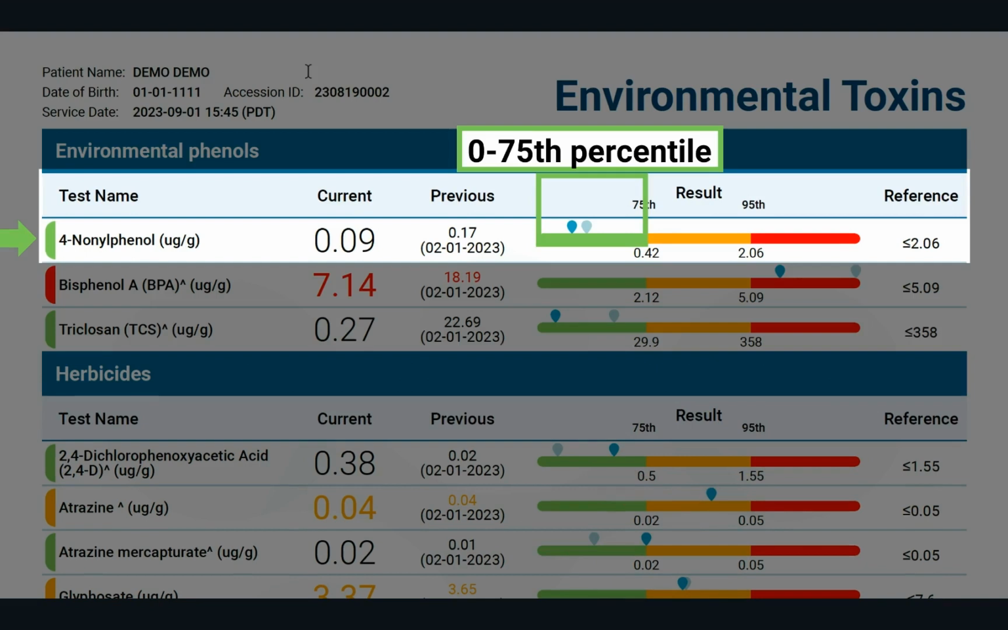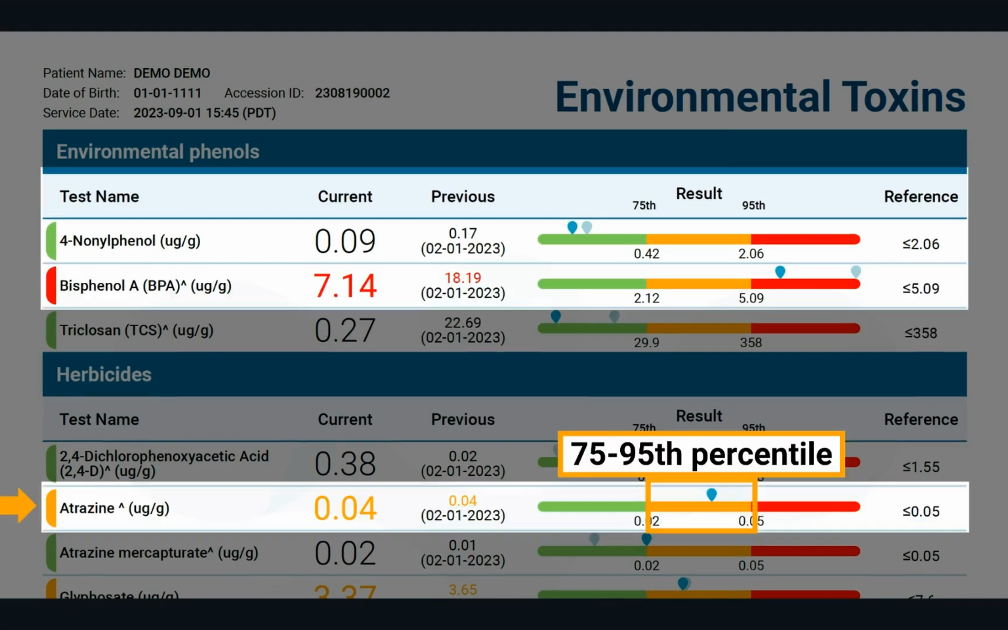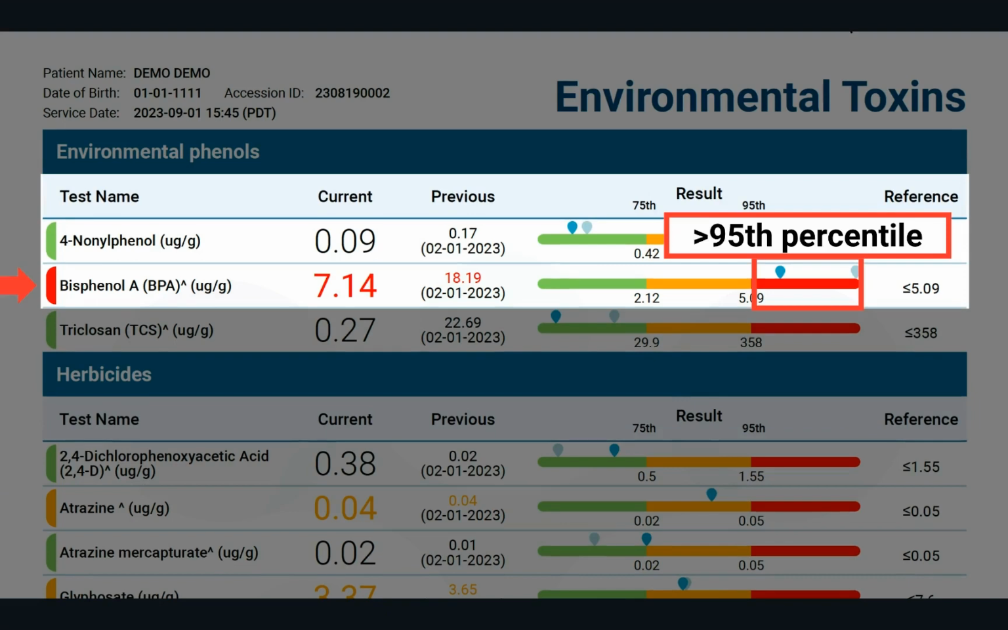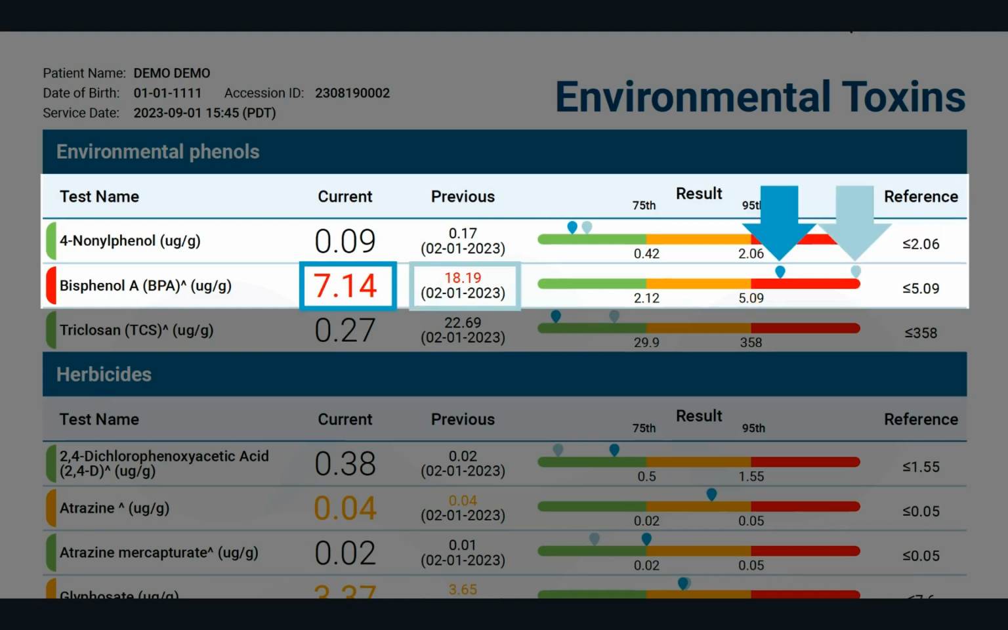Results in green correspond to the 0 to 75th percentile and indicates mild exposure. A yellow result corresponds to the 75th to 95th percentile, indicating moderate exposure. And a result in the red corresponds to the greater than 95th percentile, indicating exposure is higher than 95% of the population. For example, this patient has elevated levels of BPA, which is very common.